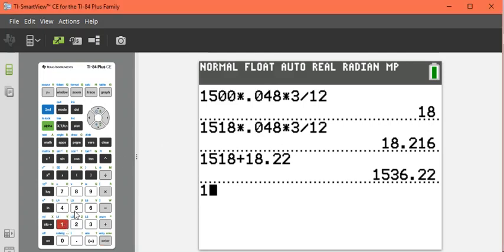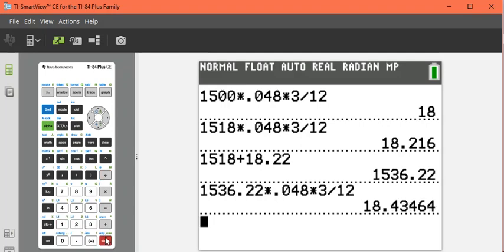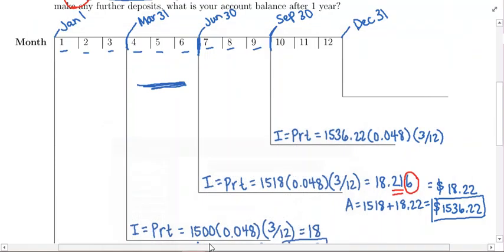Okay, so this is going to be $1,536.22 times the interest rate times the time. Again, you're going to have to round that number to the nearest cent. So let's go back to our notes and do that. This is going to be 18.43464. Again, if we're rounding to the nearest cent, you've got 43 cents.